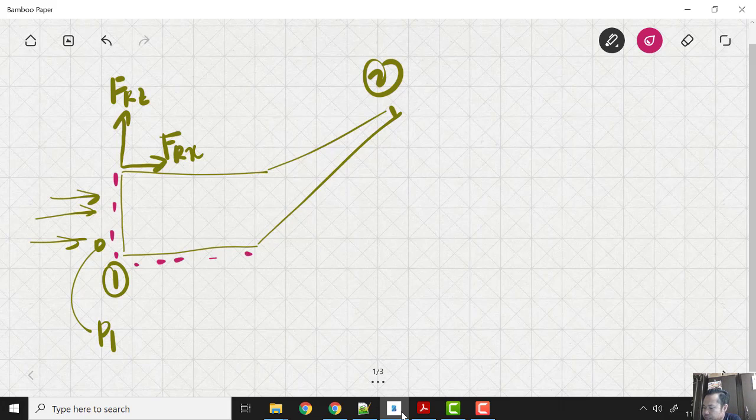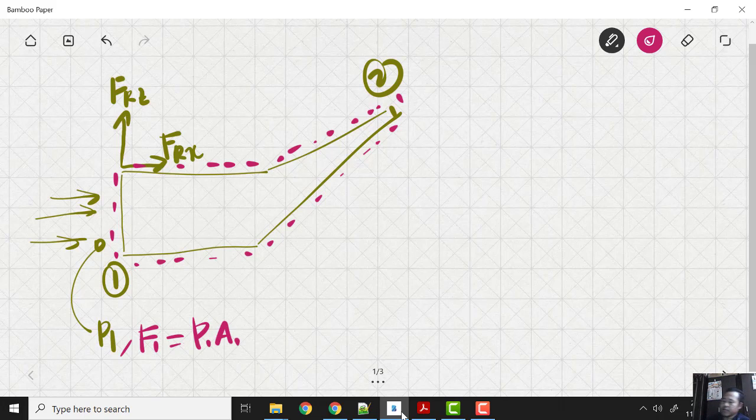Control volume: please refer back to the notes from the lecture I gave before. The pipe here is the control volume, the volume area that we consider and study. We only study inside the control volume here. So the pressure here is pressure 1, so the force here is F1 equal to P1 times A1.